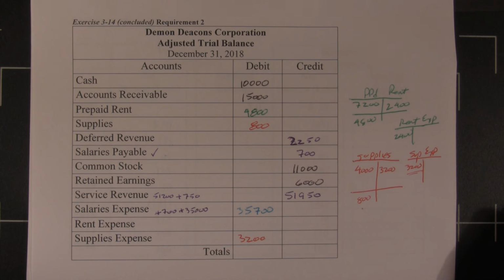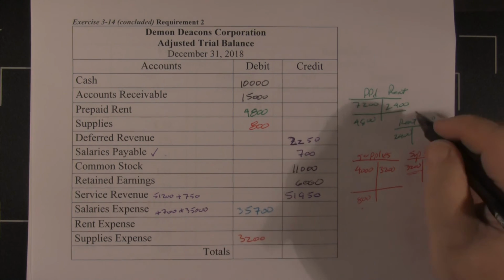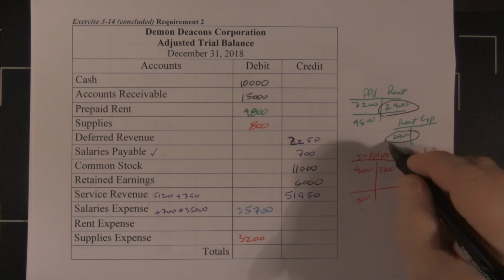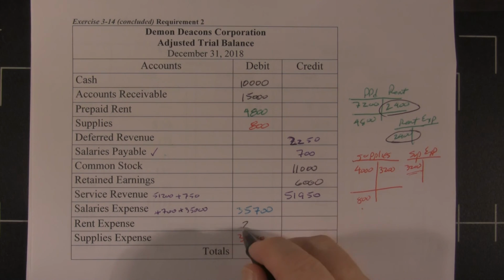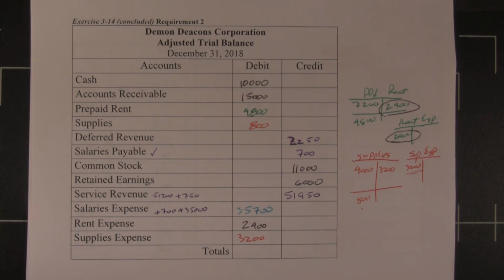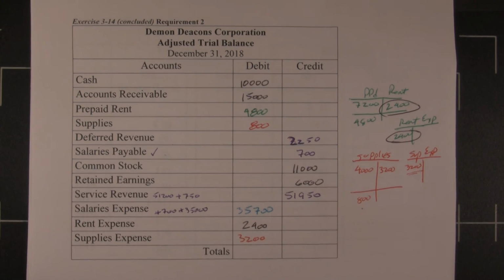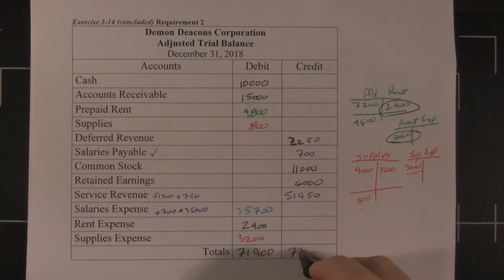And then we're told we have rent expense. Our rent expense we hadn't recognized before, so we have to bring that up. We have this $2,400 of prepaid rent, this $2,400 of rent expense. So we just have to make sure that we incorporate all of the adjustments into the trial balance. And when we do that, we find that our trial balance does indeed balance at $71,900.